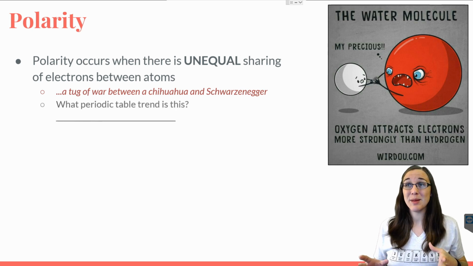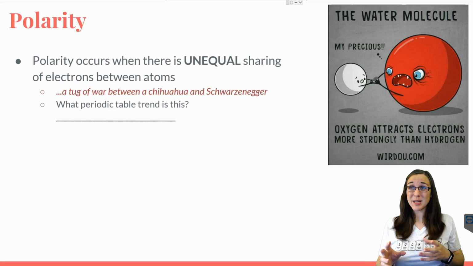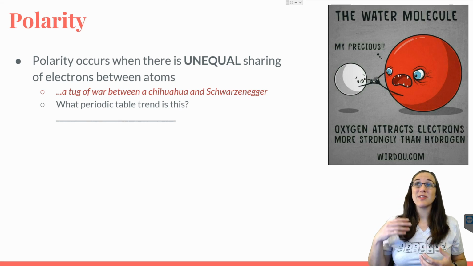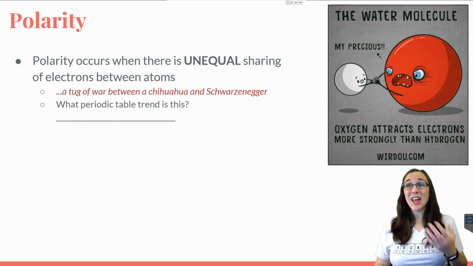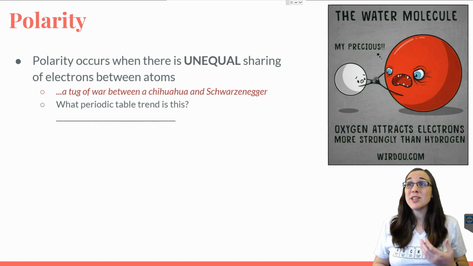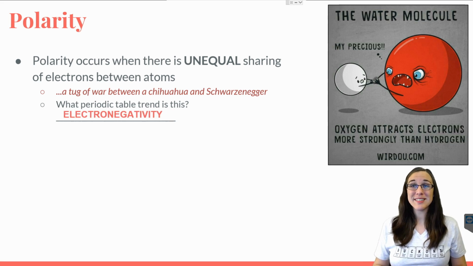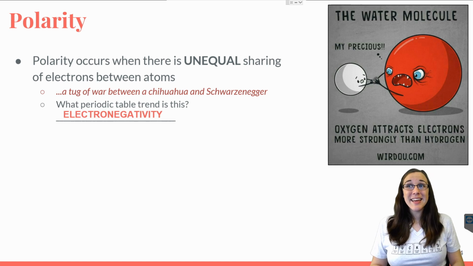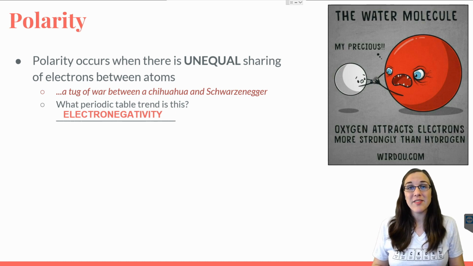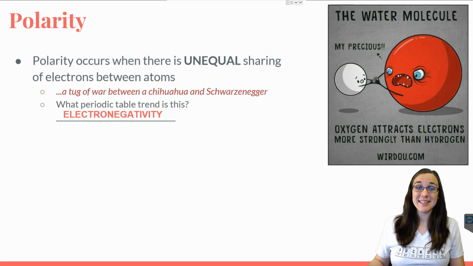So what periodic table trend is this? What are we talking about? In that previous video, we looked at ionization energy, we looked at electronegativity, we looked at a lot of things. We looked at levels, groups, etc., etc. Which trend is this? Hopefully the word that's coming to your mind is electronegativity, and you would be correct. This trend that we see of an unequal sharing of electrons, or polarity, is because you have a more electronegative atom attached to one that's less electronegative.